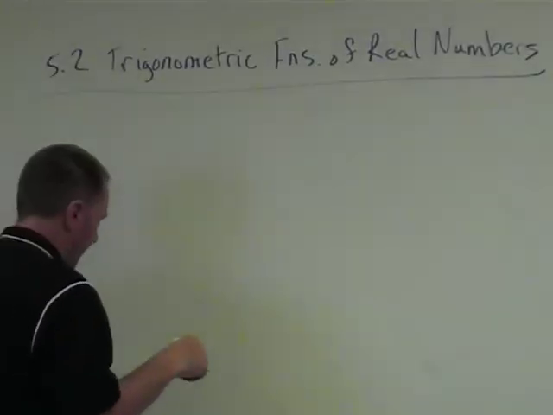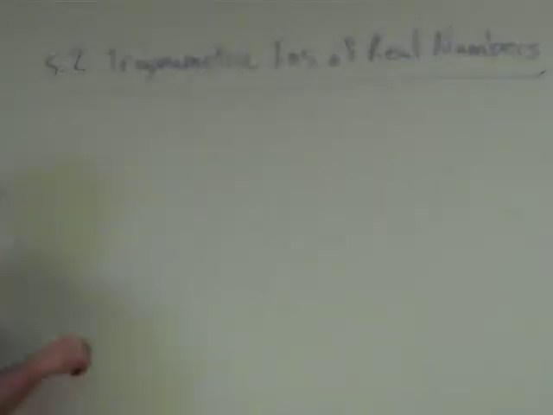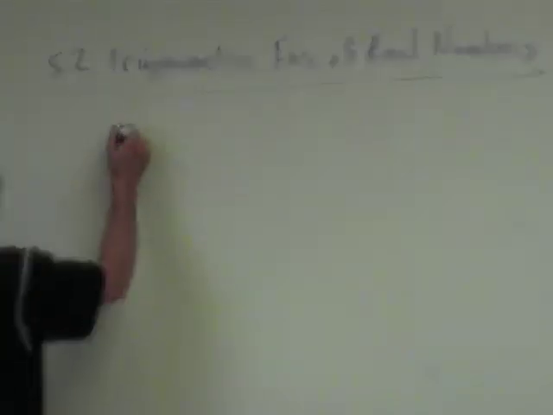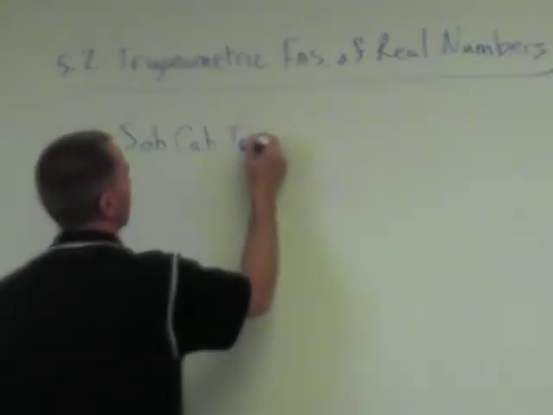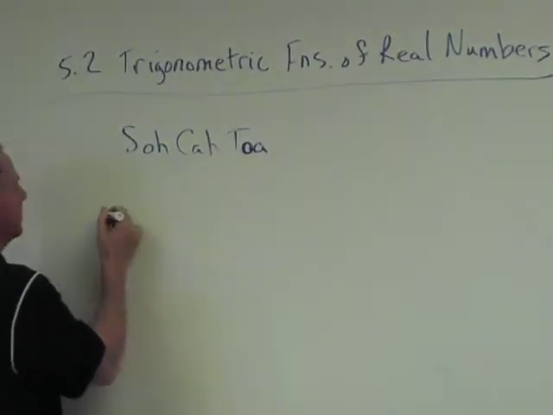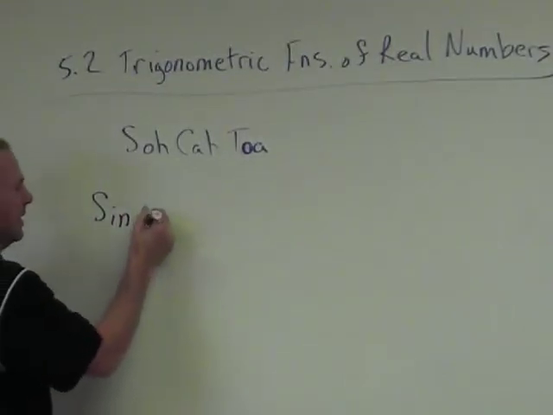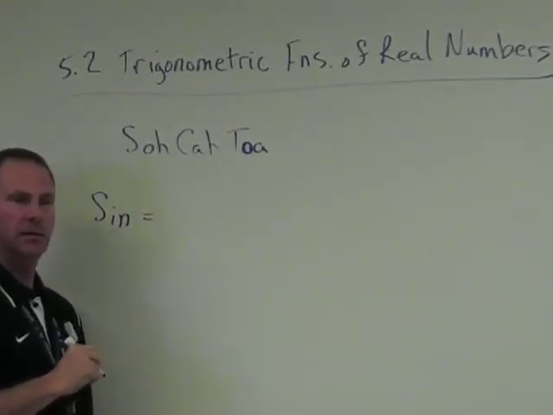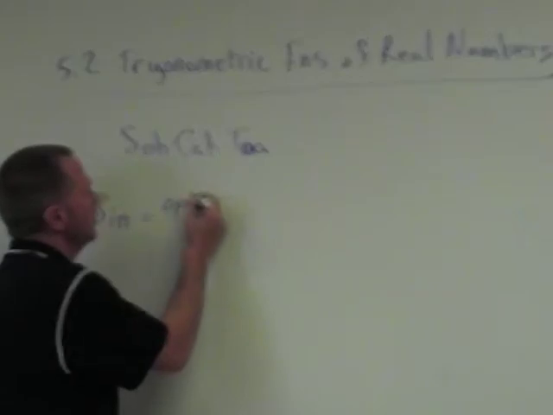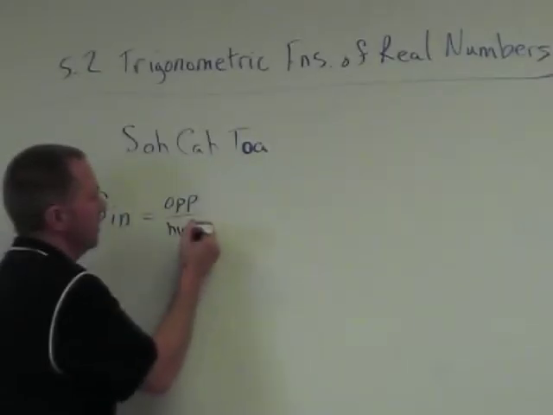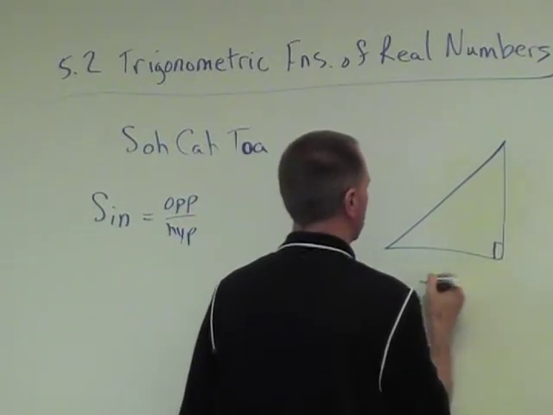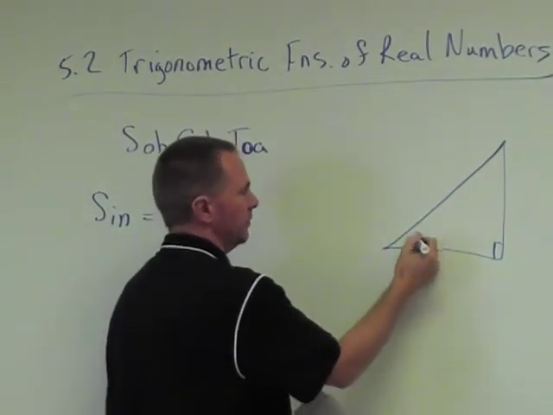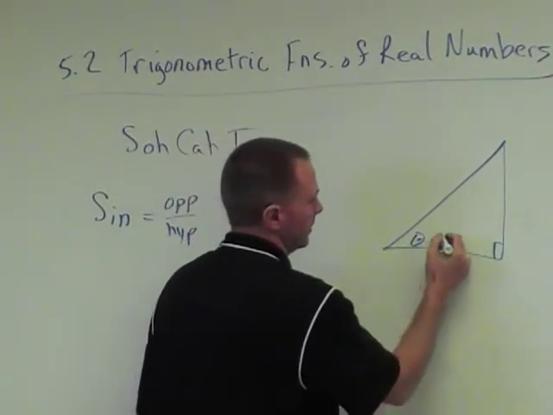So let's go through the basics of trigonometry that you're supposed to know. SOHCAHTOA is the easy way of remembering what each one is. What's the sine? Opposite over hypotenuse. Except in a unit circle, and it's always from the origin, the sine of theta.